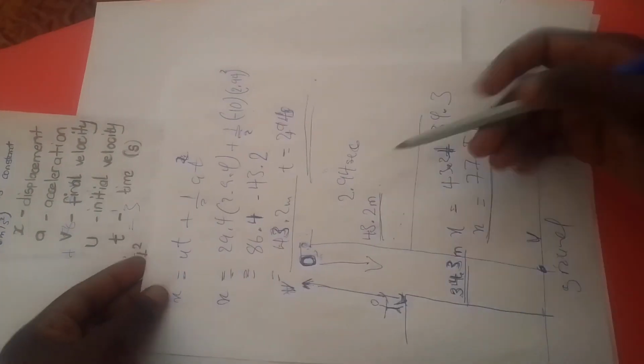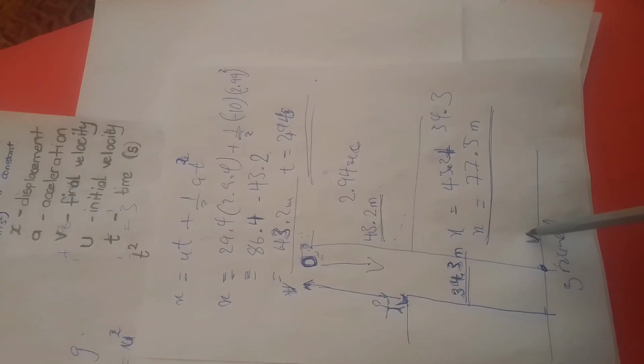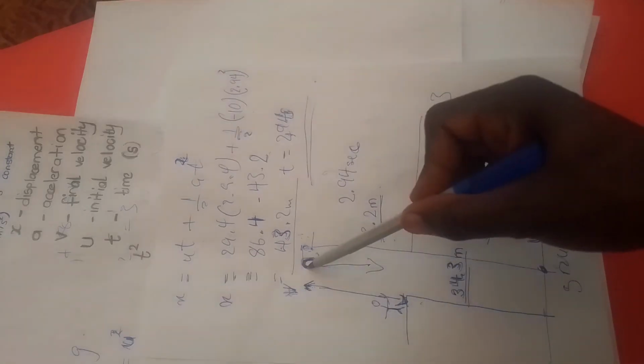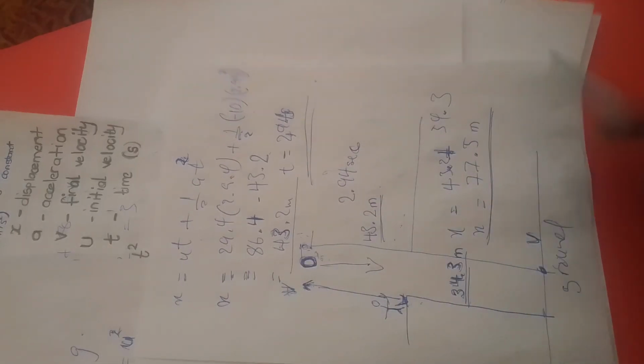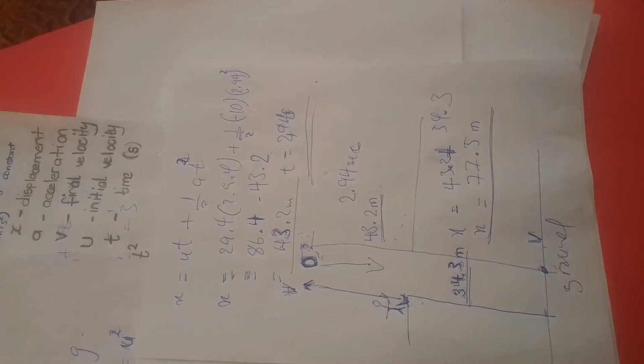So I want you to get something here. It will obviously take less time when the object is falling than when it's going up. Why is that? Because when it's falling, it's increasing in velocity. Acceleration is positive. When it's going up, it's decreasing in velocity. Acceleration is negative. So that's it.